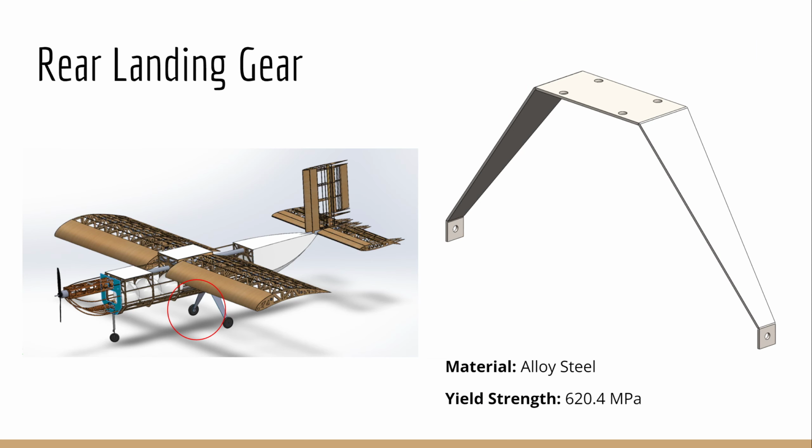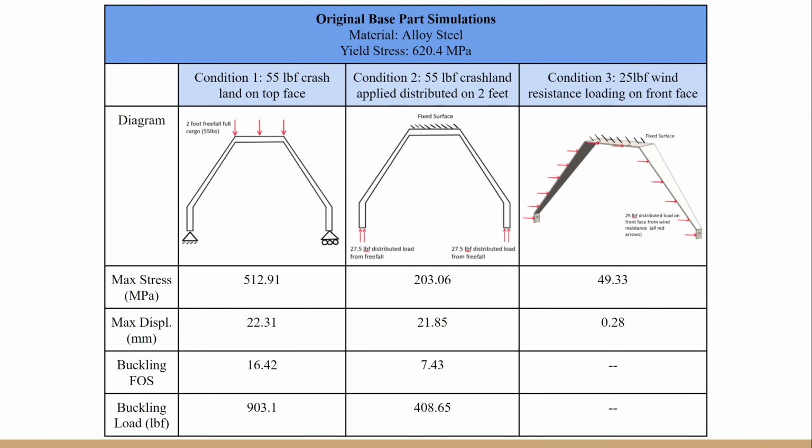Although the plane contains both front and rear landing gear, the decision was made to focus on the rear as it was more complex. Considering how landing gear are loaded, the goal is to simulate buckling loads that the landing gear will experience if it were to free fall 2 feet upon landing.